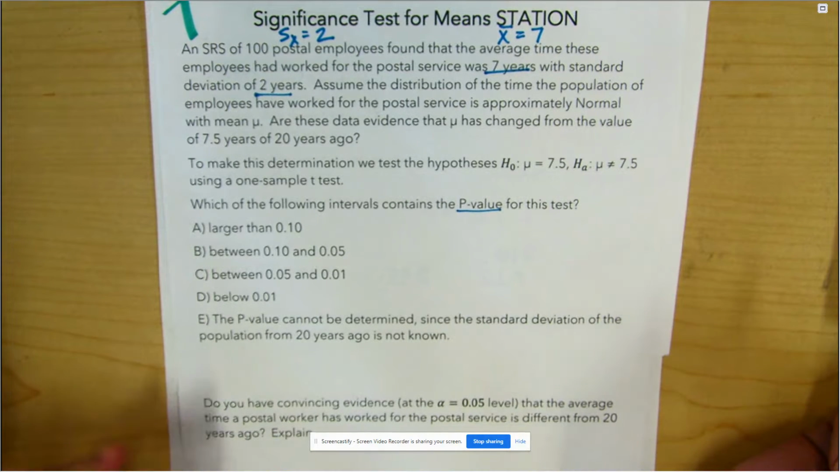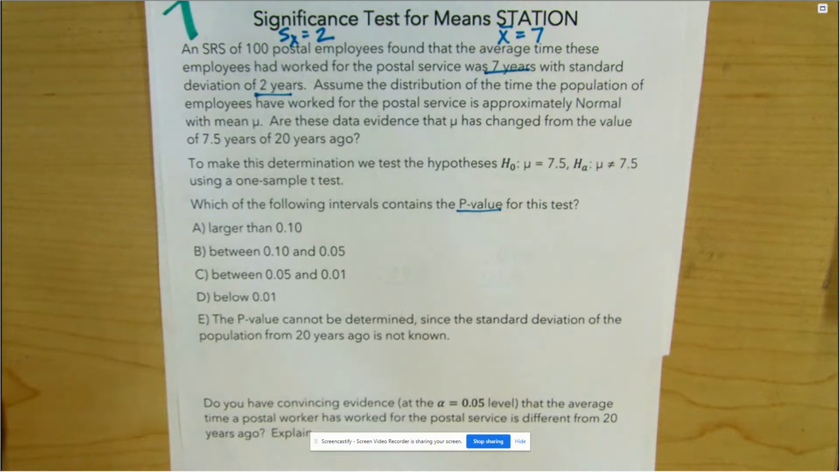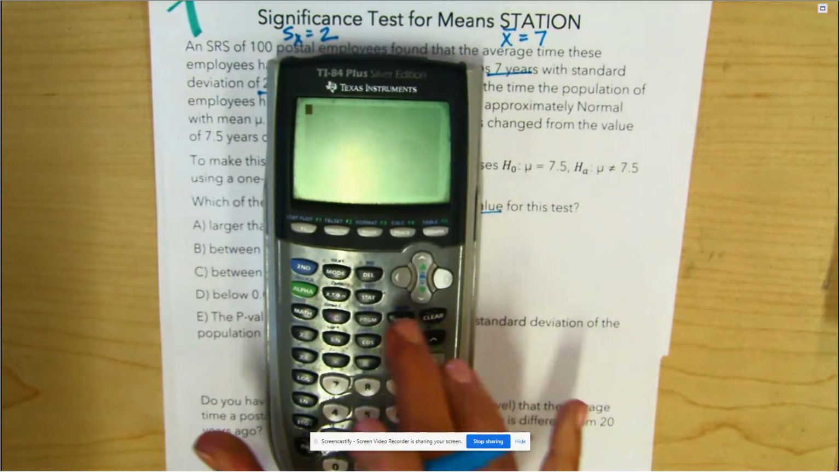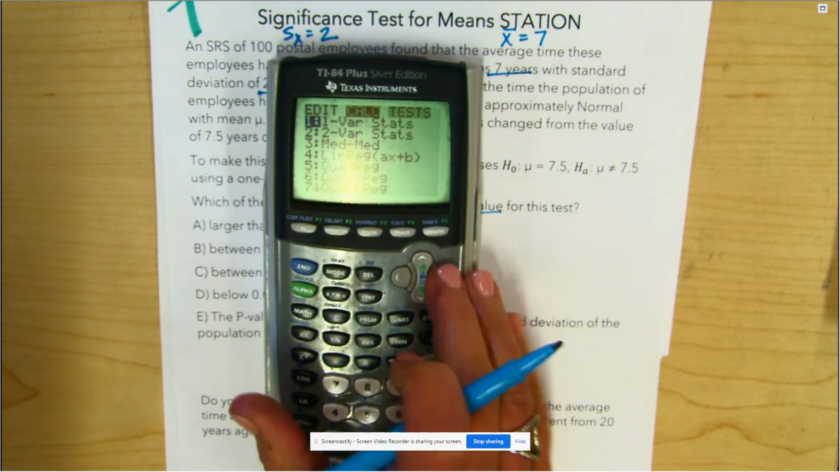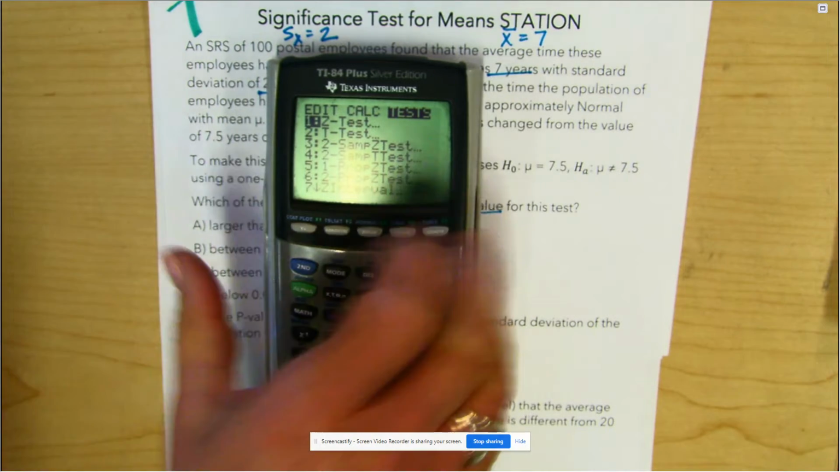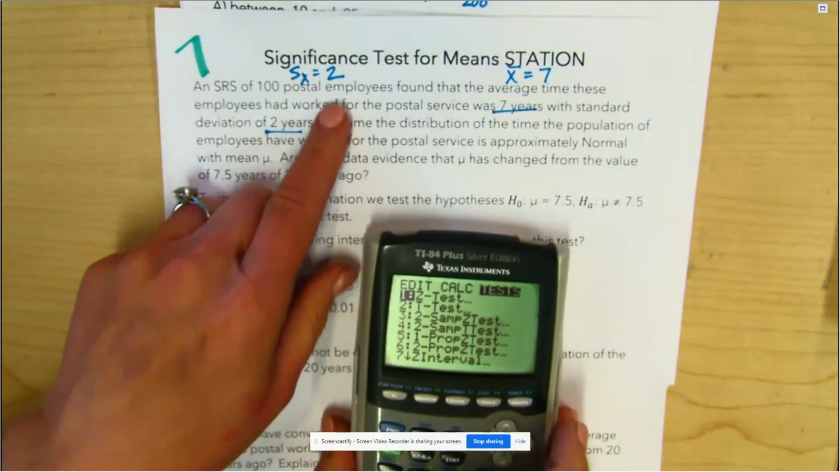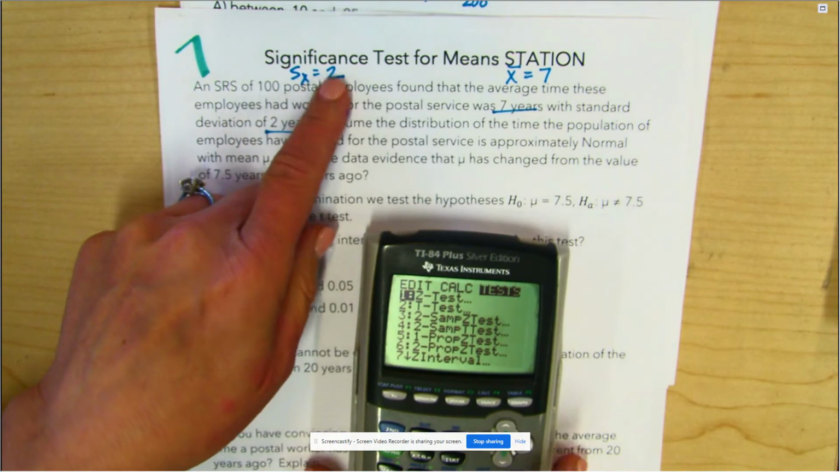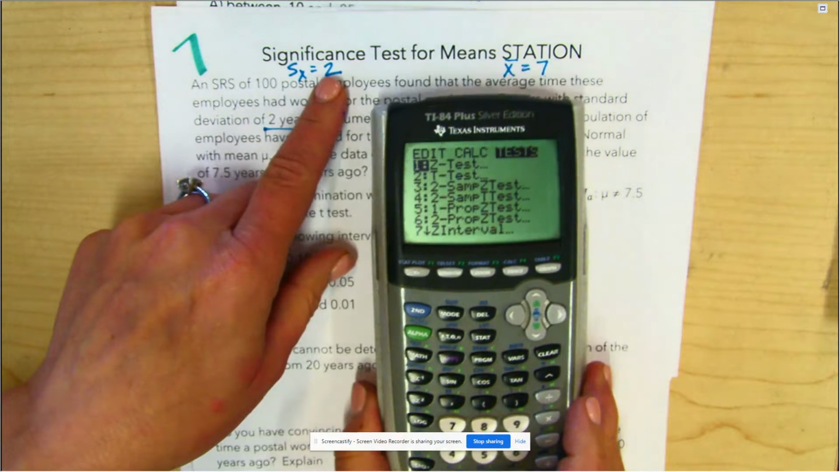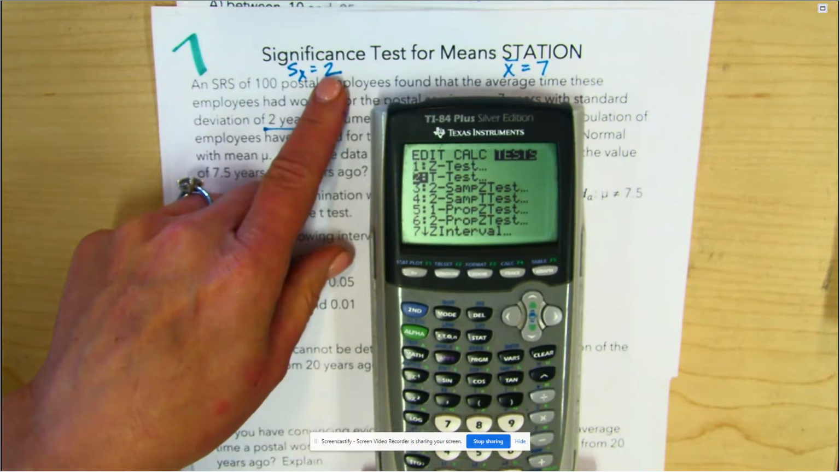I'm going to do it with my calculator versus by hand. So what I'm going to do is go to stat, test. And since this is means, and we don't have the true standard deviation, the calculator is going to have to use this. It's going to be approximating. We have to use the t-distribution. So this is a t-test, number 2.